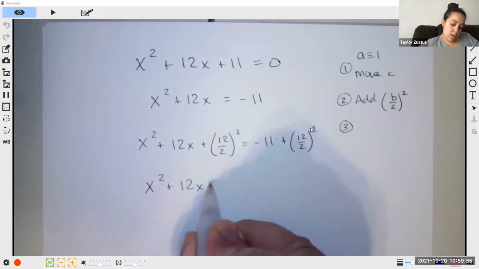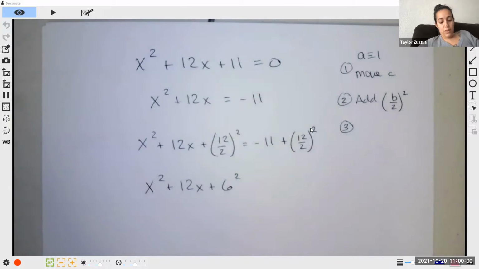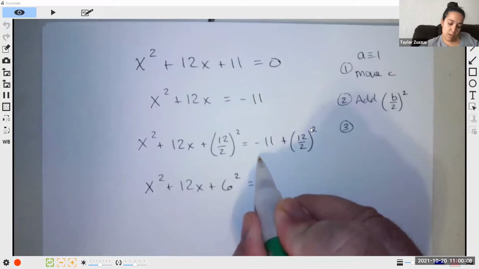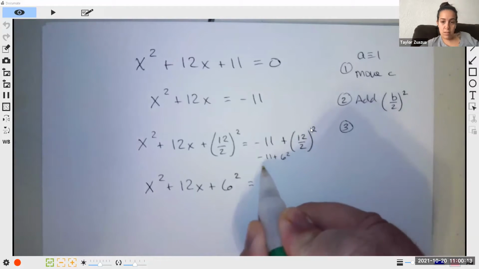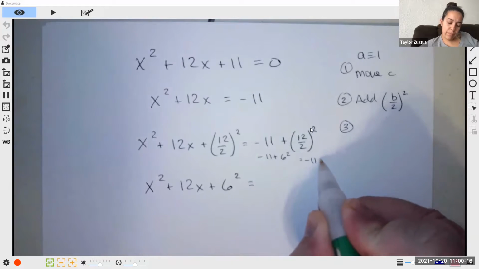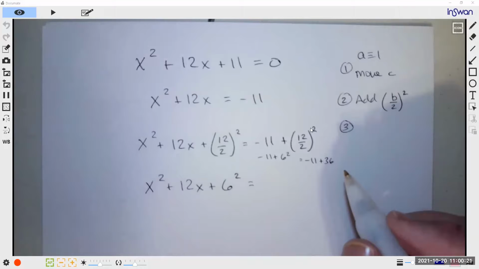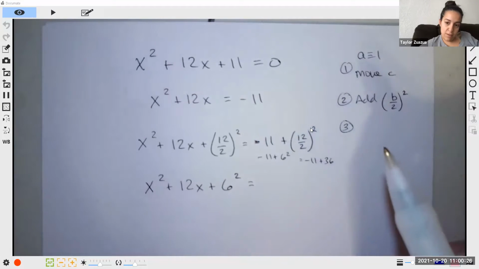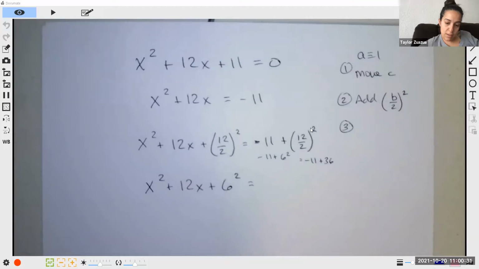That's x squared plus 12x plus 6 squared equals, work it out. 12 divided by 2 is 6. Oh, okay. Don't forget the negative 11. Yeah, negative 11 plus 6 squared, and 6 squared is 36.